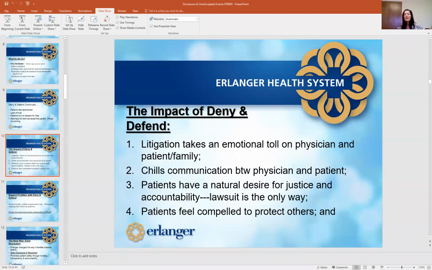So again, we're seeing doctors who are broken. We're seeing physicians not talking to their patients. Patients feel abandoned, and they find that lawsuits are the only way.